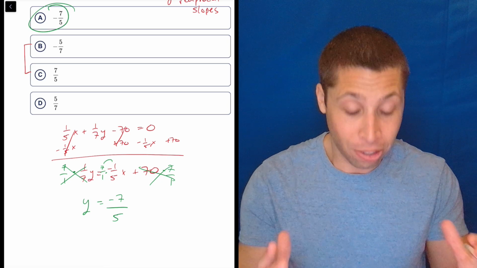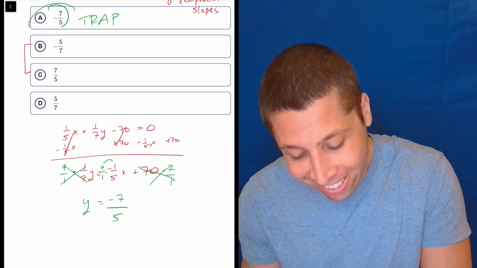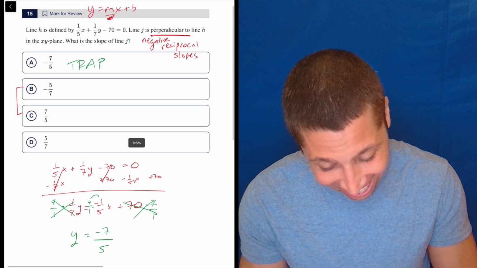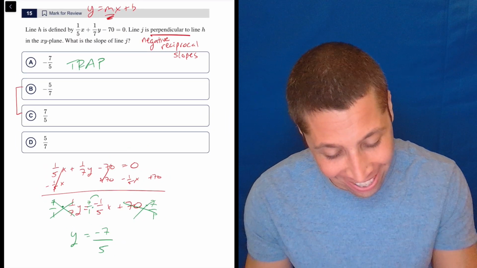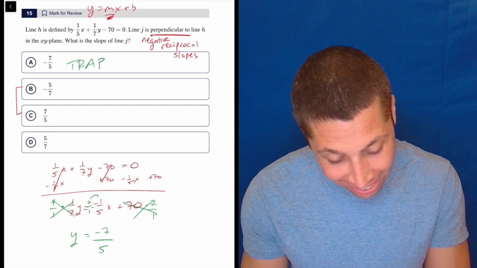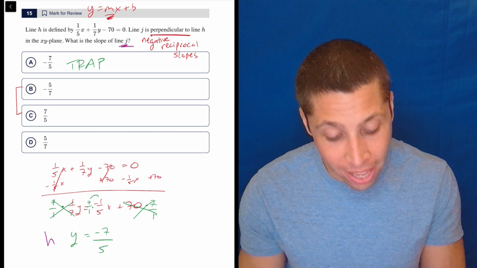So that is the slope. I almost fell for it. That is the slope of this line. That's not what they're asking for. See, I almost fell for it. You see how easy it is when you're teaching it. That is the slope of line H. We need the slope of line J, the perpendicular one.